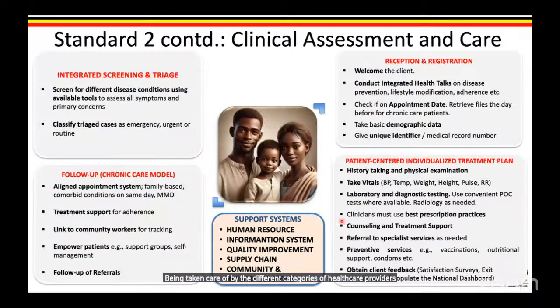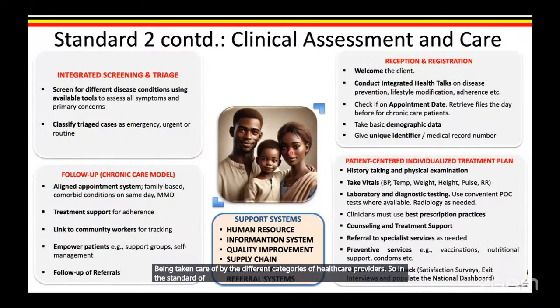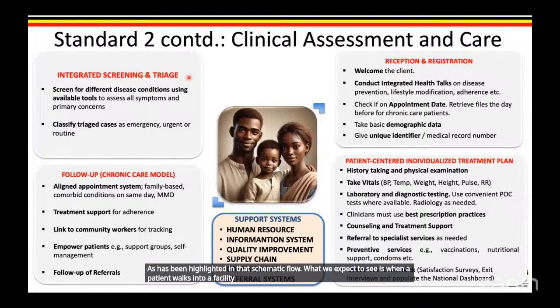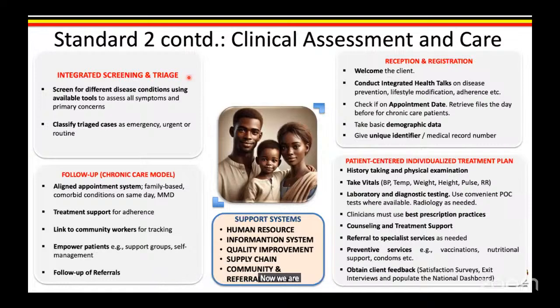So in the standard of assessment, or clinical assessment, that is standard 2, that is looking at a clinical care assessment of the patients, as has been highlighted in that schematic flow, what we expect to see is when a patient walks into a facility, as opposed to the past where we have not been emphasizing these clinic care flows of patients and healthcare workers. Now we are coming out to define the patient flow within a healthcare system.